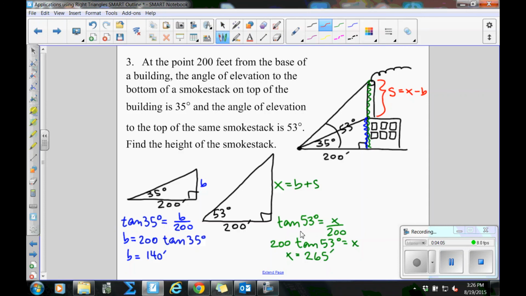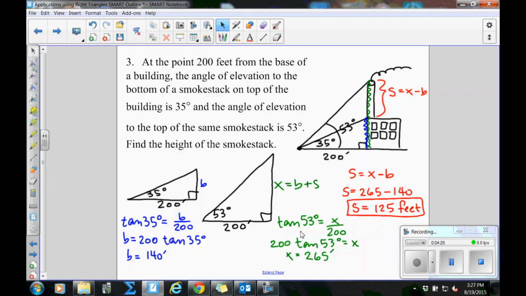And we just want the height of the smokestack. So we'll take the entire height and subtract the building height. And that's the height of the smokestack.